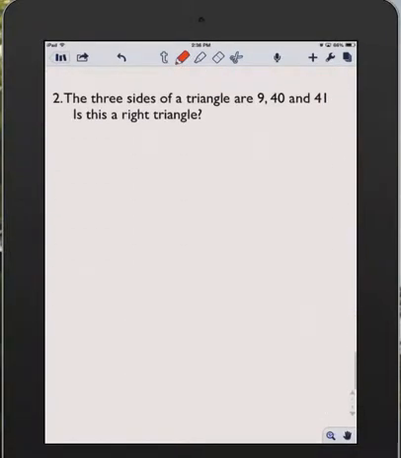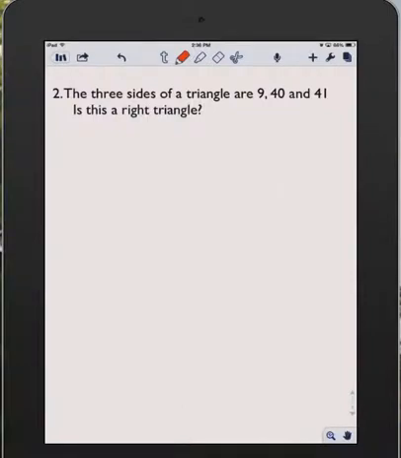Next problem. Three sides of the triangle are 9, 40, and 41. Is it a right triangle? Technically, is it a right triangle, an acute triangle, or an obtuse triangle? And this is going to be 9 squared plus 40 squared. Does that equal 41 squared?